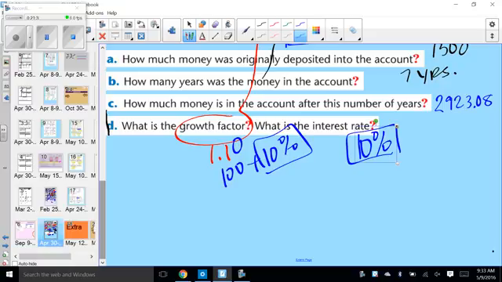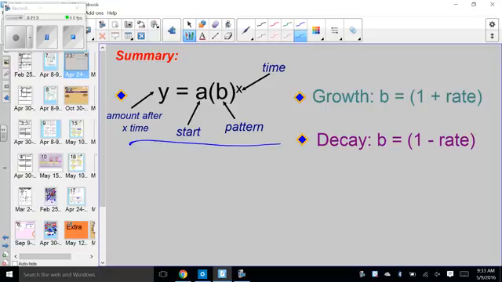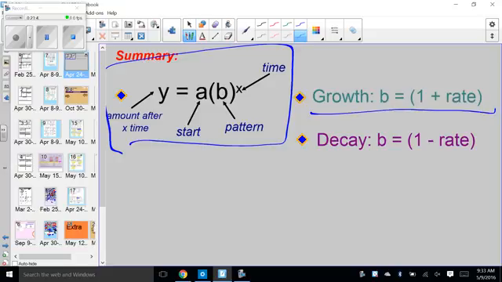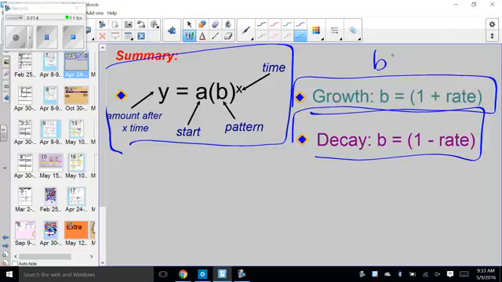Finally, we're done. So our summary for today is, this is our equation. Go ahead and copy that down. Y equals a times b to the x. Get all those notes in. Let's talk about what a growth looks like, what a decay looks like. Growth is if the b value is greater than 1. The decay is if the b value is between 0 and 1. Go ahead and copy those notes in.